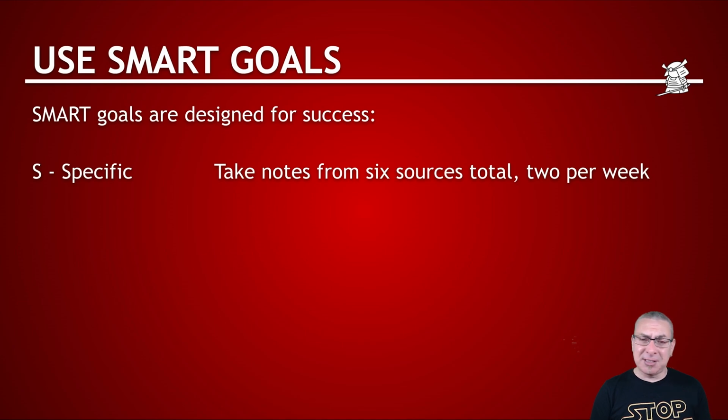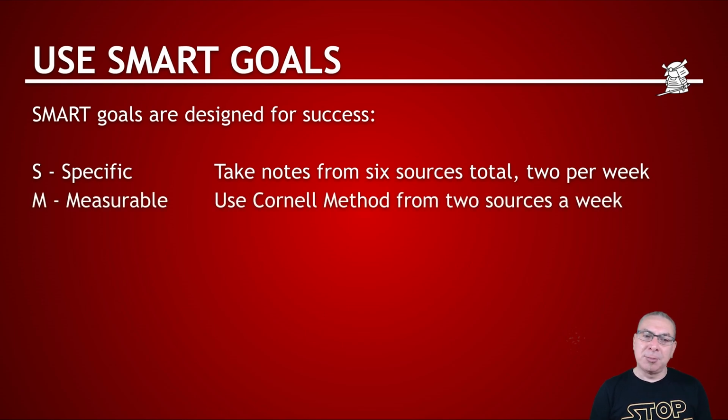I'll take notes from 6 sources in total, 2 per week. I'm going to go on Monday and I'm going to go on Tuesday, and I'll do it for 3 weeks. I'll do this source on the first week on Monday and this source on the second week on Thursday, that kind of thing. Being measurable. I'll use the Cornell method from 2 sources a week on Monday and on Thursday, and I can measure that. Did I do it on Monday? Did I do it on Thursday? And did I use the Cornell method or just write down a bunch of notes randomly?